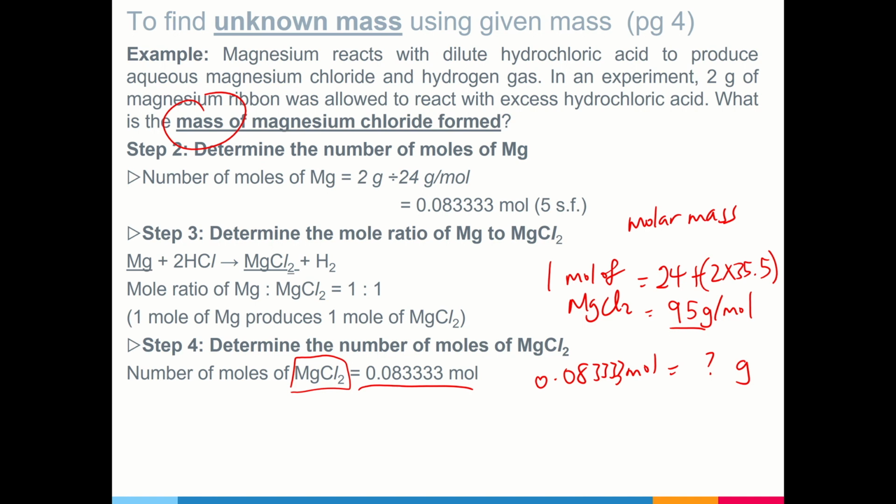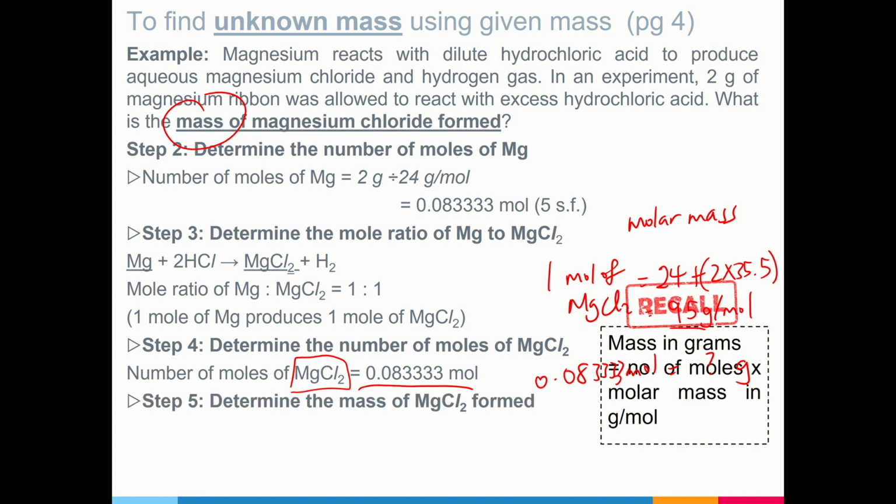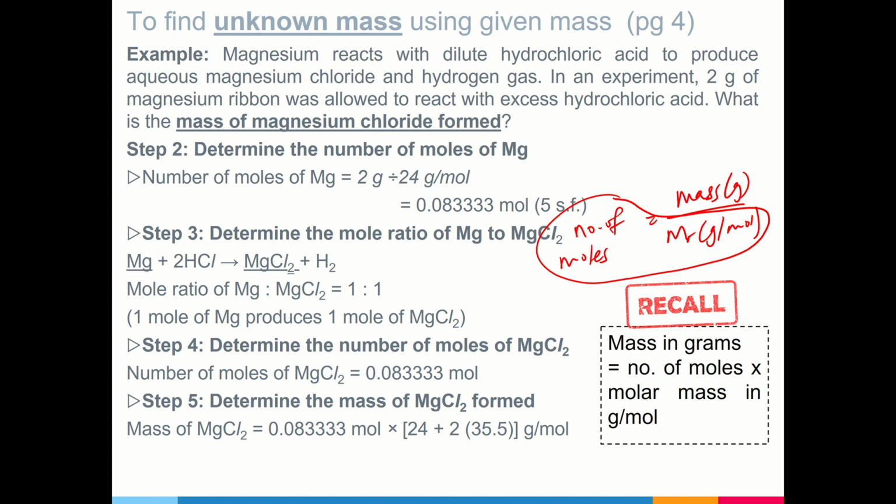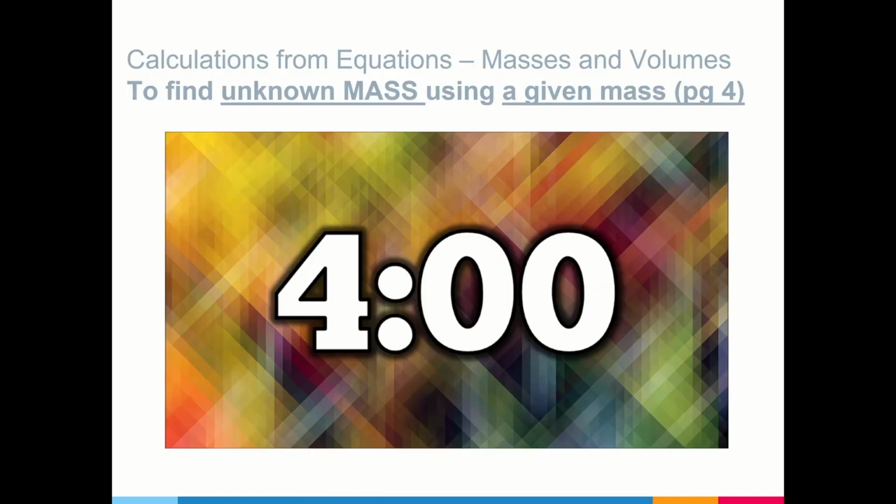So how do you do it? You use the equation, your formula: mass over molar mass gives you the number of moles. Now I want to find the mass, so I will multiply these two together. 0.083333 mole multiplied by the molar mass, which is 95, I'll get this. My final answer is in 3SF. With this, you try the next question on page 4. Give yourself about 4 to 5 minutes to complete.